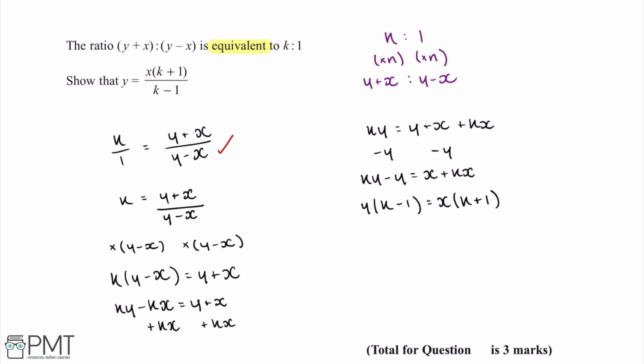And now the final thing we need to do is get y alone on one side, and we can do this by dividing by k minus 1. And this shows us that y is equal to x brackets k plus 1 divided by k minus 1.